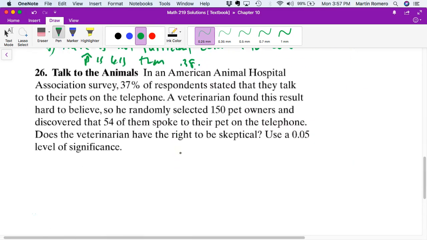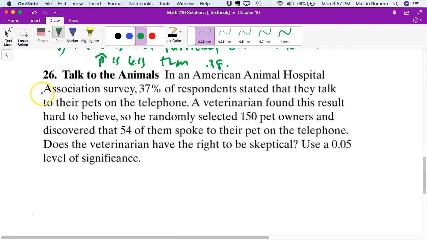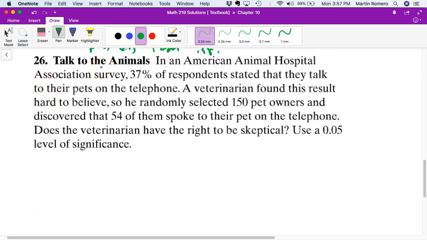Let's finish this up. Number 26, another hypothesis test here. In an American Animal Hospital Association survey, 37% of respondents stated that they talked to their pets on the telephone. A veterinarian found this result hard to believe. So he randomly selected 150 pet owners and discovered that 54 of them spoke to their pet on the telephone. Does the veterinarian have the right to be skeptical? So the veterinarian does a p-hat. He does a sample. He found 54 out of 150. And so we get that value there.